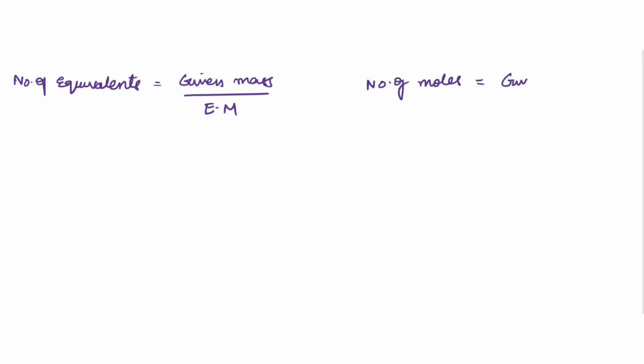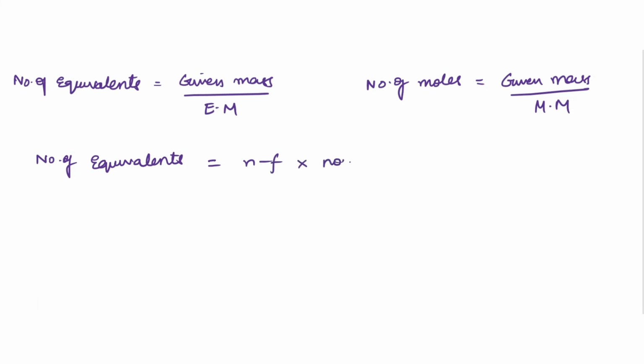Now tell me number of equivalents. The relation between the number of equivalents and number of moles is this. Number of equivalents is equal to n factor into number of moles. This is the important relation that you need to understand.